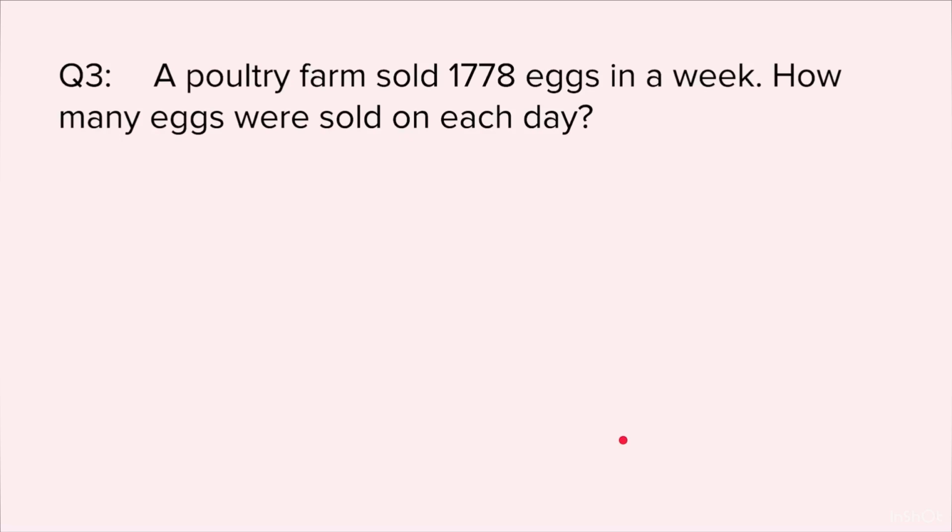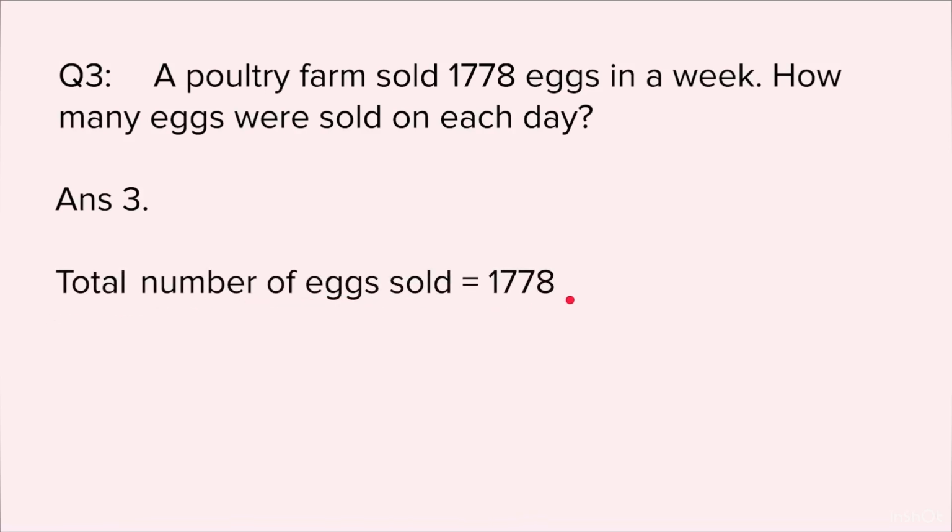Question 3. A poultry farm sold 1778 eggs in a week. How many eggs were sold each day? So first sentence tells us about number of eggs sold in 1 week. So we will write that information. Total number of eggs sold 1778. Number of days. In a week we have 7 days. So we will write number of days is equal to 7.